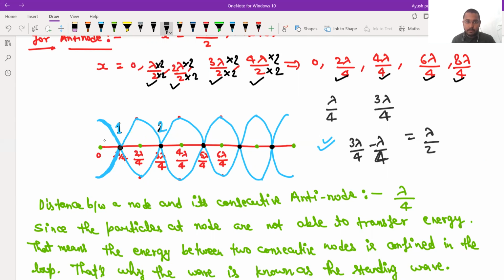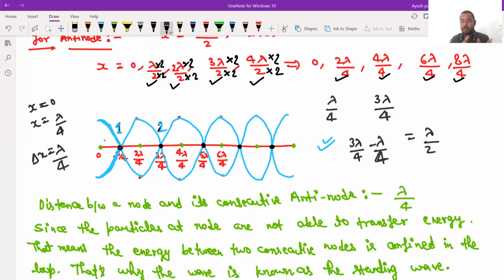So what is the distance between? The antinode is at x equal to 0 and the node is at x equal to lambda by 4. So what will be the distance between them? Of course, the distance will be lambda by 4. So the distance between one node and one antinode is lambda by 4, but the distance between 2 consecutive nodes is lambda by 2, or the distance between 2 consecutive antinodes is again lambda by 2, but the distance between node and antinode is lambda by 4.